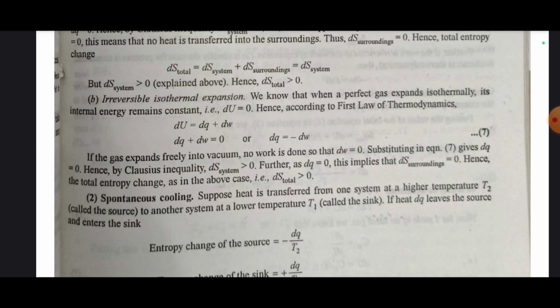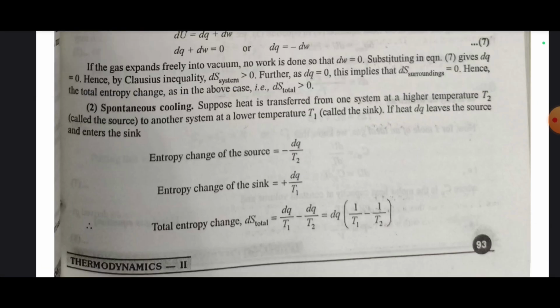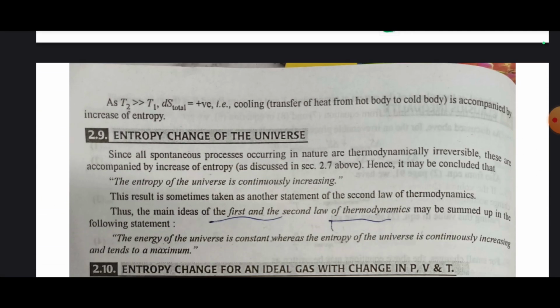Second is spontaneous cooling. Suppose heat is transferred from one system at a higher temperature T2 to another system at a lower temperature T1. If heat dq leaves the source and enters the sink, the entropy change of the source is equal to minus dq by T2 and entropy change of the sink is equal to dq by T1. So total entropy change dS total is equal to dq into 1 by T1 minus 1 by T2.